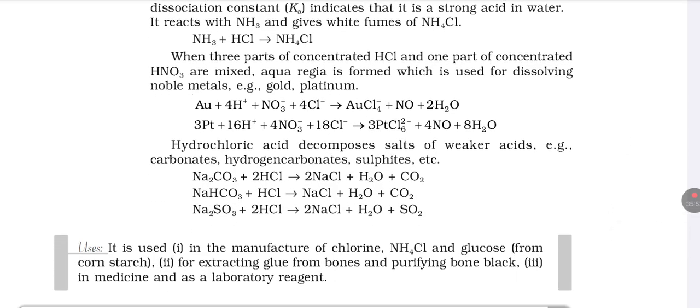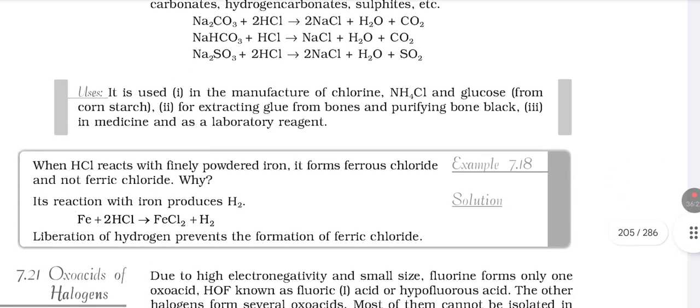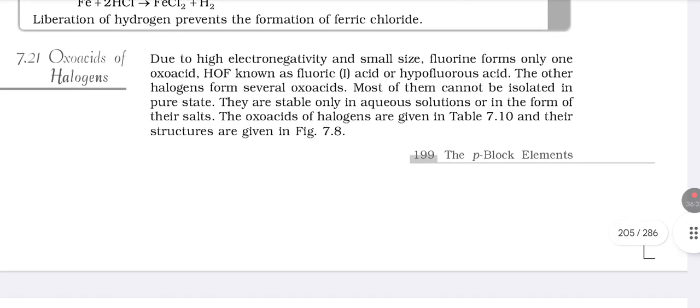When 3 parts of concentrated HCl and 1 part of concentrated HNO3 are mixed, aqua regia is formed, which is used for dissolving noble metals. Hydrochloric acid decomposes salts of weaker acids. It is used in manufacture of chlorine, for extracting glue from bones and purifying bone black, in medicine, and as a laboratory reagent. Oxoacids of halogens.